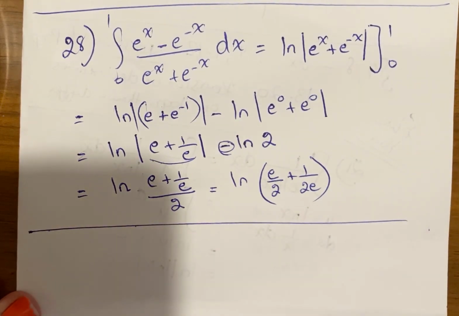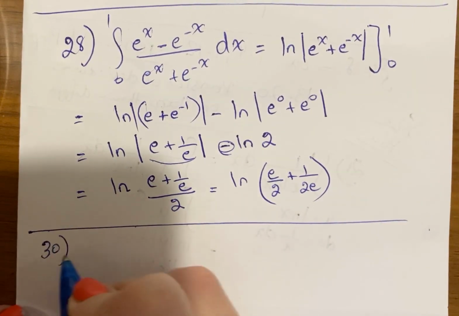29 is the antiderivative of tan x. We've already talked about it. And 30 is ln x over x. We also talked about it. Let me do number 30 one more time.